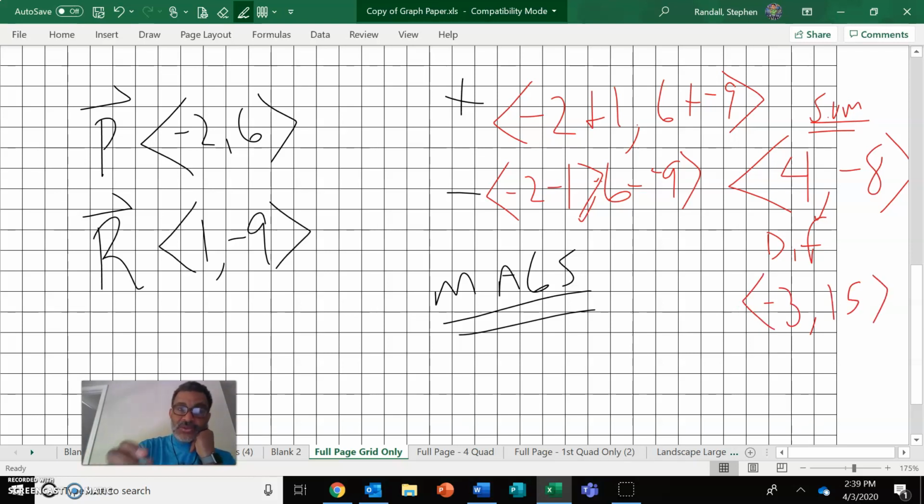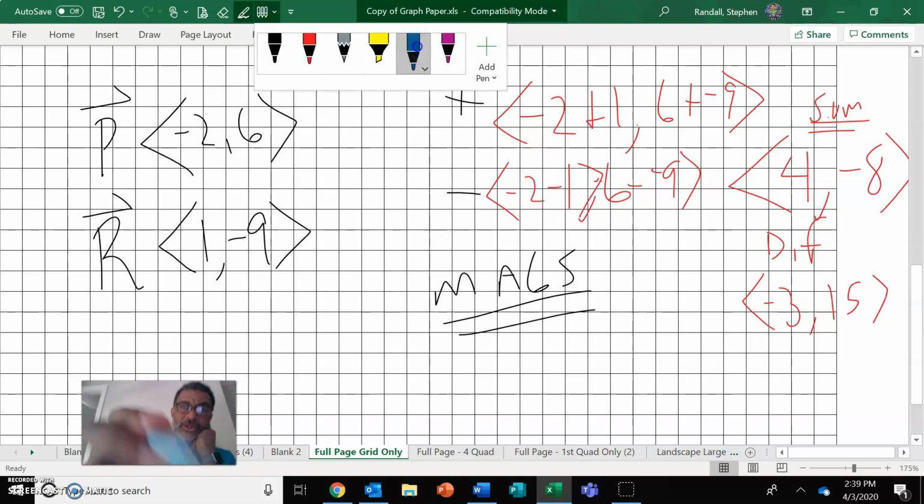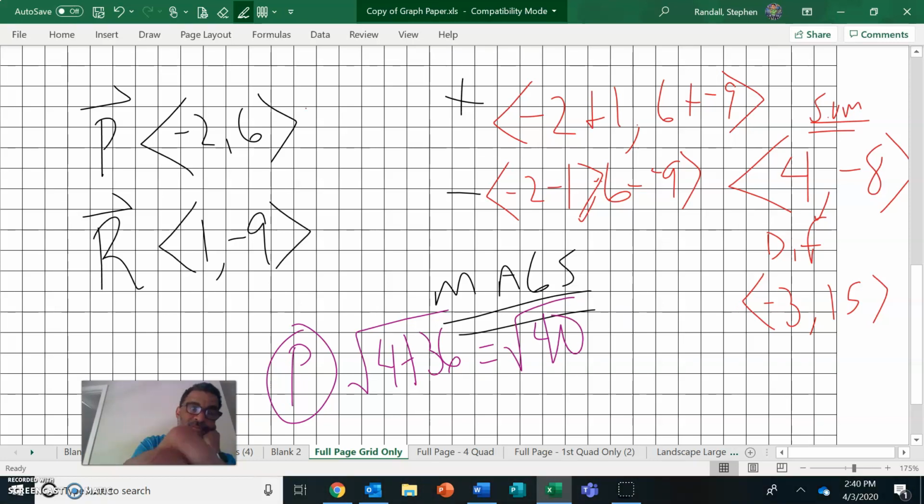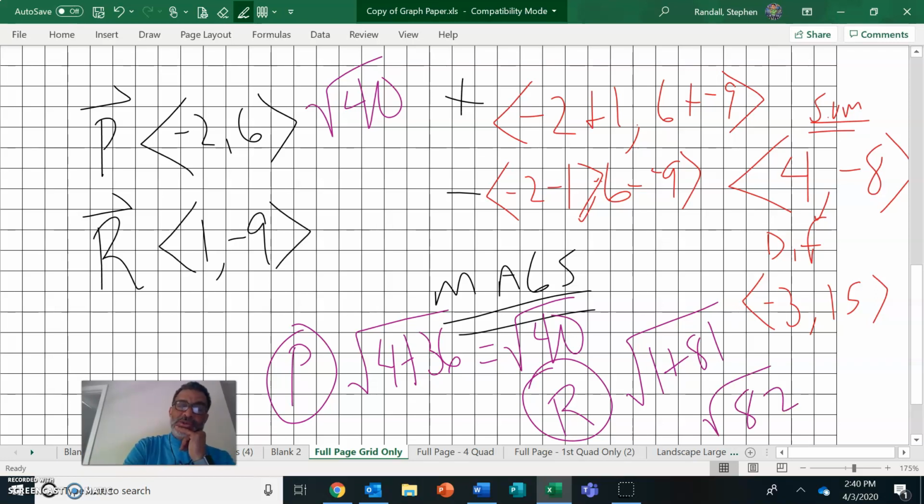And then the magnitudes are simple in that the magnitude of P would be the square root of 4 plus 36, which equals the square root of 40. And R would be the square root of 1 squared, which is 1, plus 81. Negative 9 squared is 81. So it would be the square root of 82.